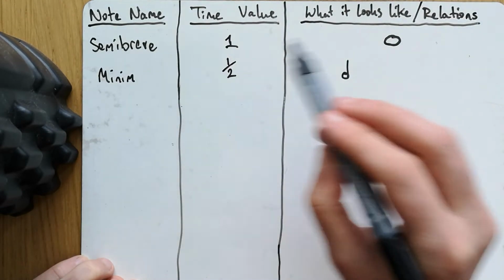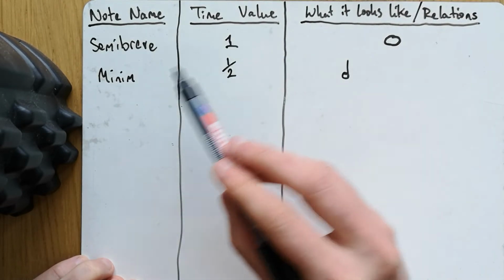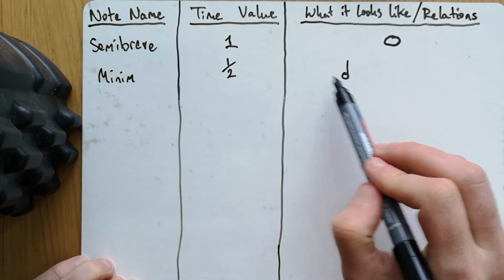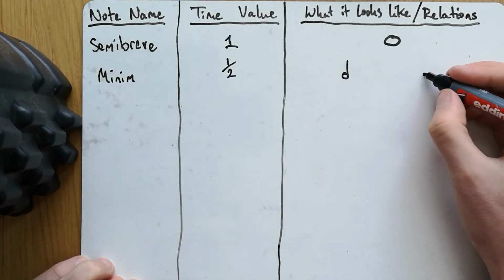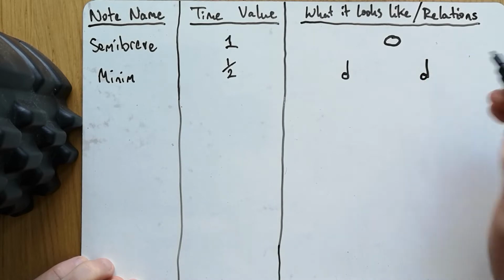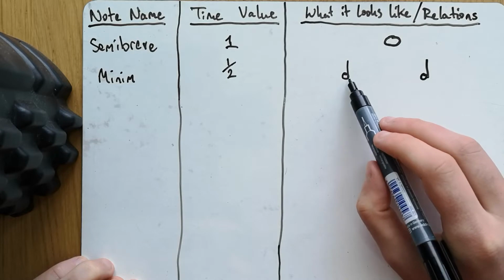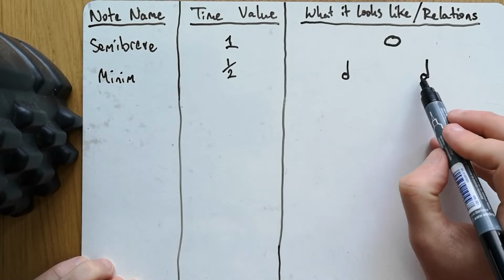Okay, so we've got semi-breve, looks like that, time value is 1. Minim looks like this, time value is a half. So if it lasts for half of a semi-breve, there must be 2 of them in the same space of time as one semi-breve. This is our 1, 2 halves make up that 1, they look like this.